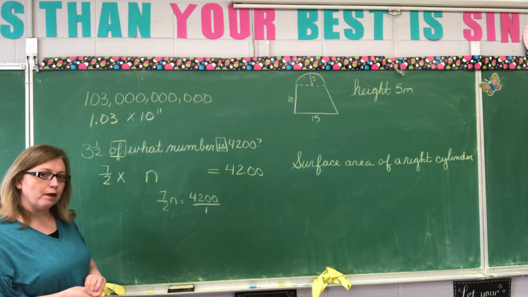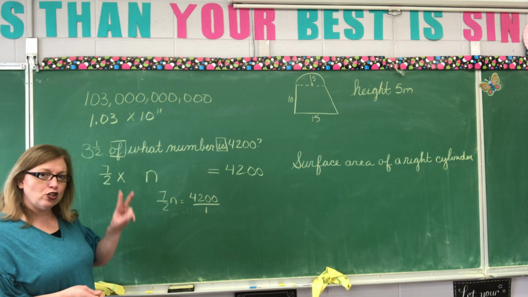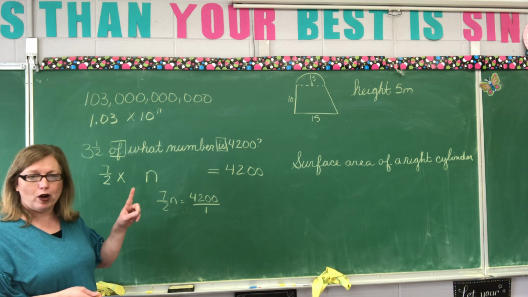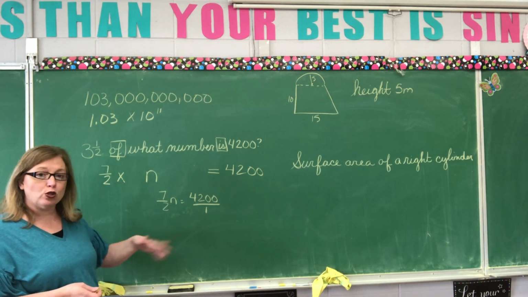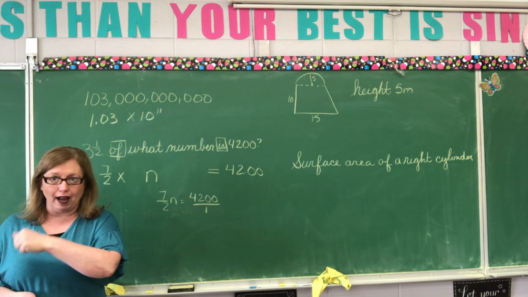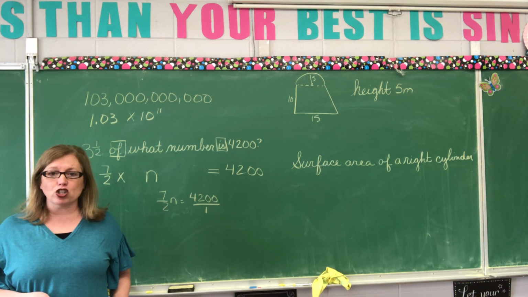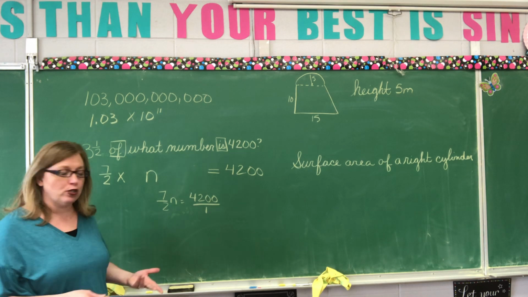What am I going to do here? 2 rules in equations. The first rule is do the opposite of what you're told. It tells you to multiply, so you're going to divide. Okay, we know when we divide a fraction, we actually are using its reciprocal.